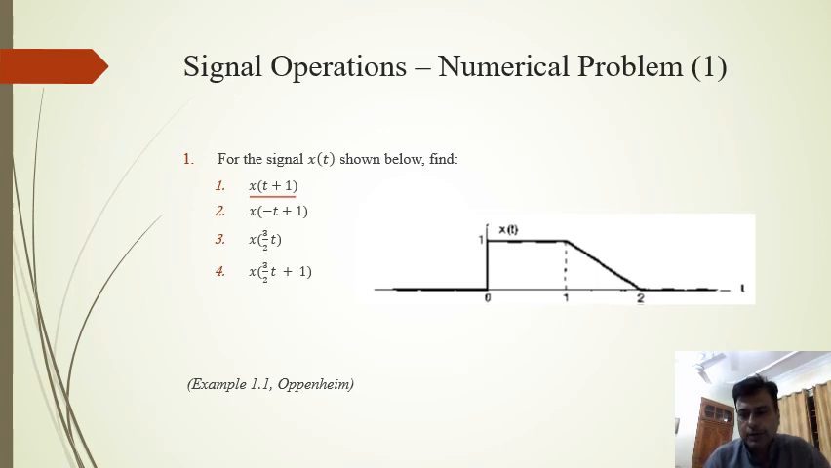You can shift it and find its advanced version. And similarly x of minus t plus 1. If we are talking about x of minus t plus 1, here basically from this x of t we have to obtain x of minus t. So from this x of t, how can we obtain x of minus t? We can obtain x of minus t by reflecting it around this vertical axis.